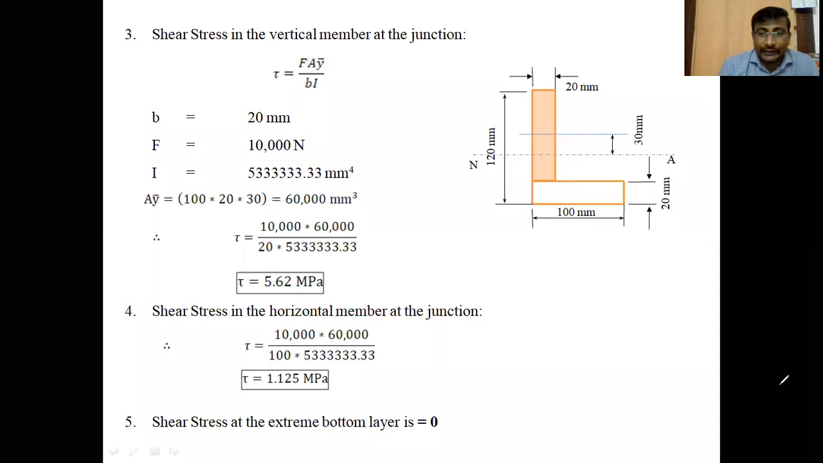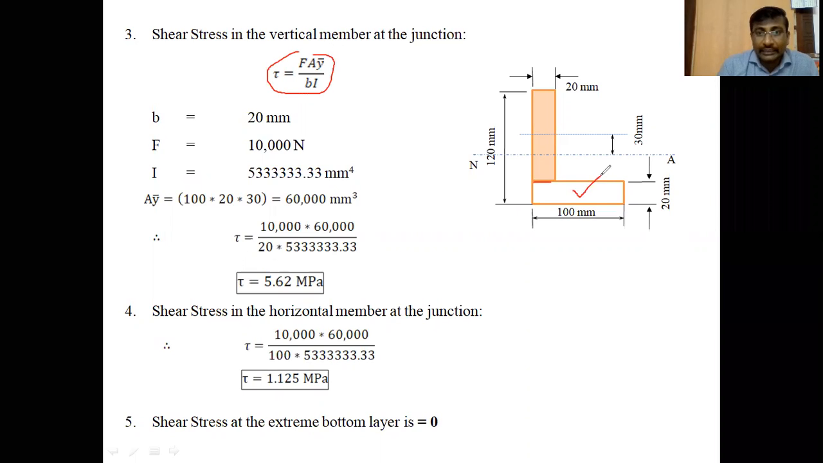Okay. After finding the A y bar value at the particular layer, by substituting those values into this formula, F A y bar by B into I, F is 10,000 newtons, A y bar is 60,000, divided by B, which is 20, into I value 5,333.33. We can get the shear stress 5.62 megapascals at this particular layer in the vertical member, that is the vertical member at the junction, 5.62 megapascals.